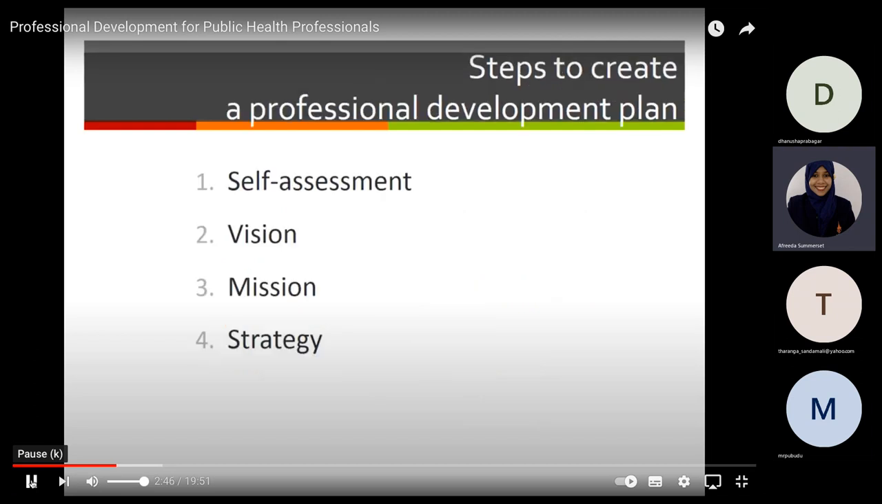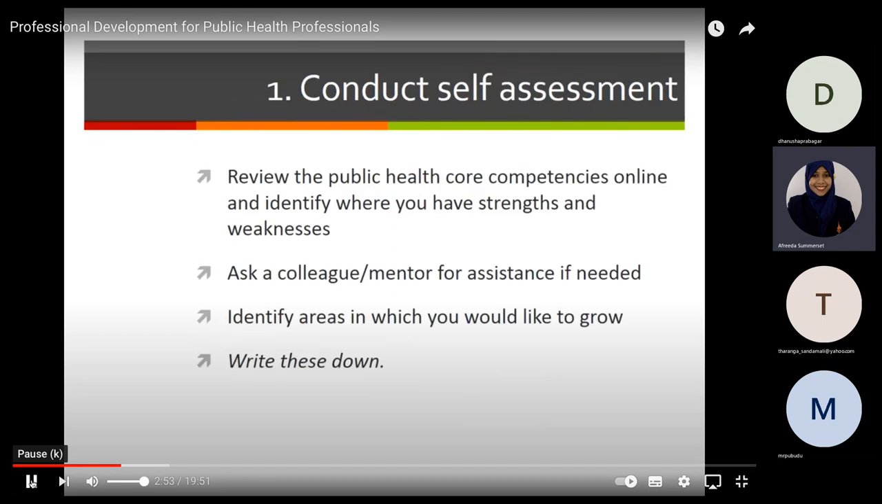So here are four steps toward creating and implementing your professional development plan. The first is self-assessment. Take a look at those public health core competencies and identify where you have strengths and where you have weaknesses or areas where you would like to grow. You can also take a look at any of those other items that I suggested, your job description or your competencies for your particular graduate program. Any of those can be a way to assess your strengths and weaknesses.